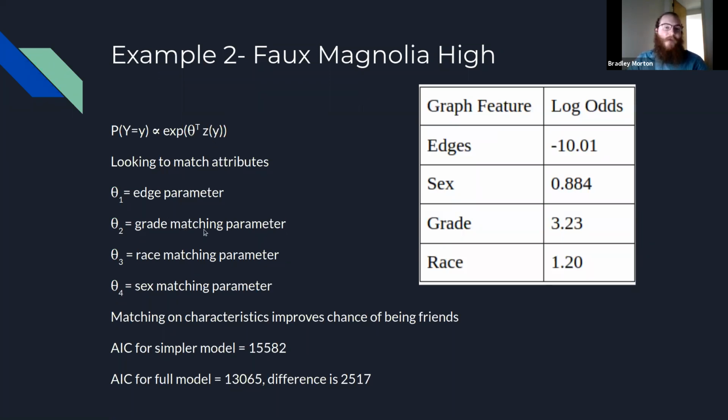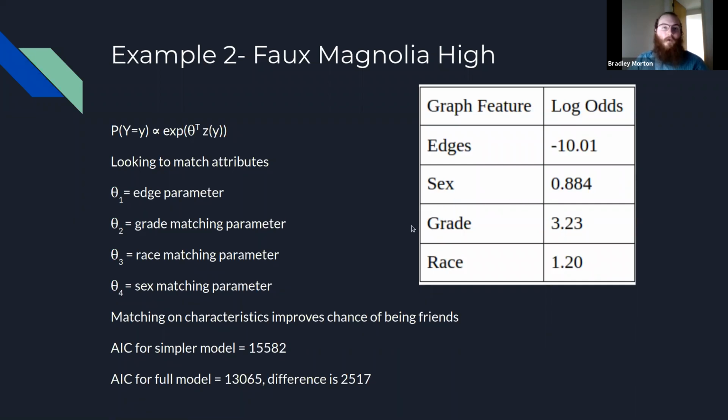Theta 2 is grade matching. So it is the number of edges that occur between students that are of the same grade. And race and sex are defined similarly, and then z of y is just the counts of these. And so we can observe that when we look at this full model, the log odds of an edge occurring if none of the characteristics match are quite low, and then matching on any of the characteristics will give an improvement to the log odds.